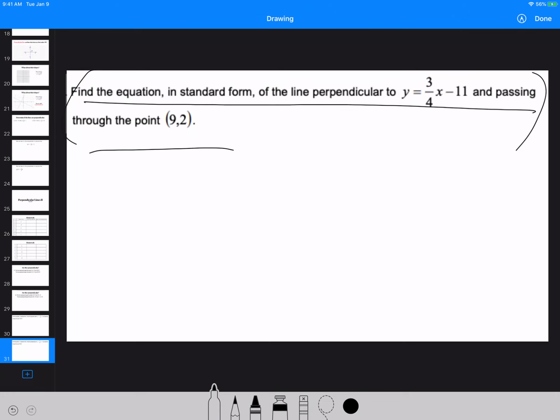Okay, well, that's it for today. I hope you understood a little bit more about how to find the equation when you are given a slope and a point that it needs to go through. Remember, for perpendicular slopes, you always take a look at the slope and find the negative reciprocal of that. That is an absolute must for perpendicular lines.